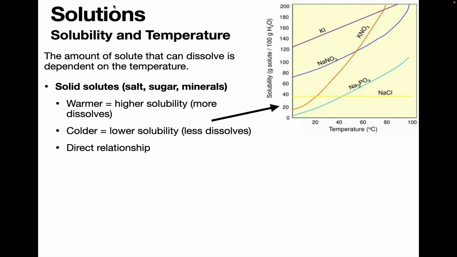Now, within solutions, we can change the solubility. So there are two ways we can actually affect how much can dissolve, or its solubility. First of all is temperature. With temperature, if we have solid solutes, things like salt, sugar, minerals, those kind of things, if we warm them up, their solubility goes up. If we cool them down, their solubility goes down. So this is a direct relationship.